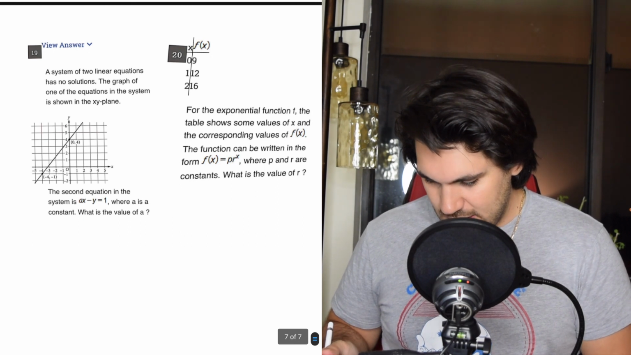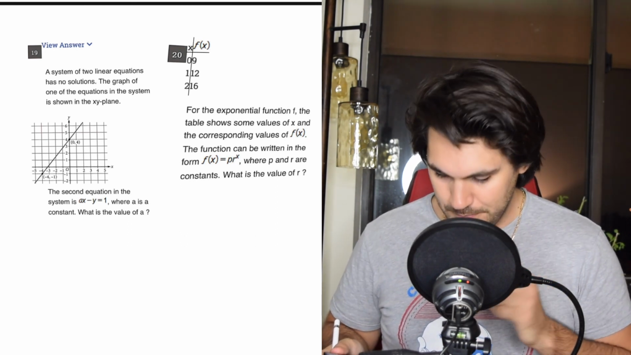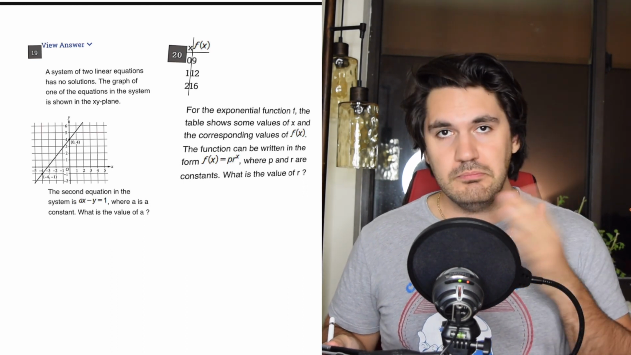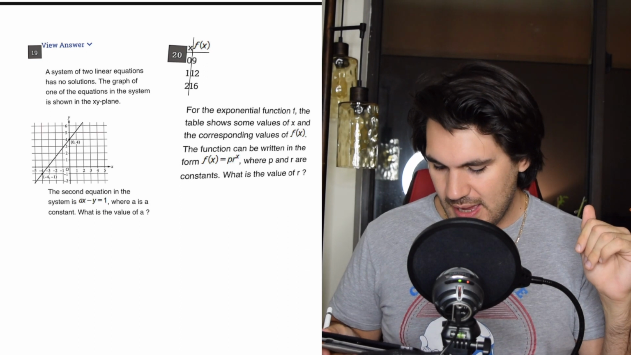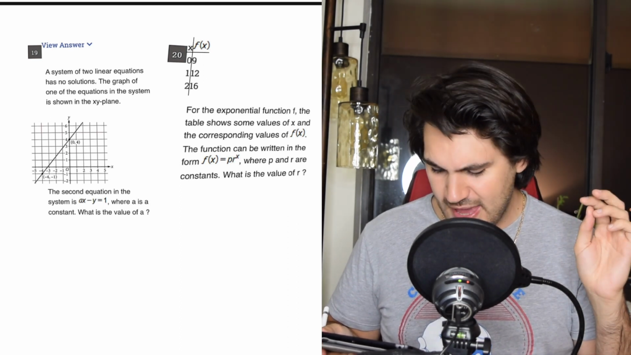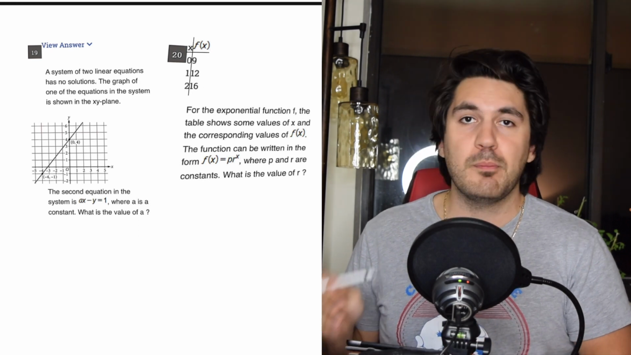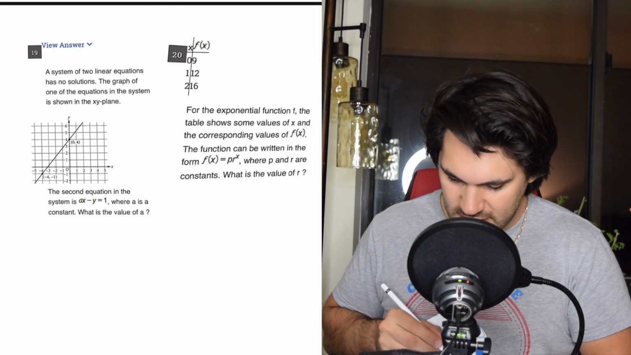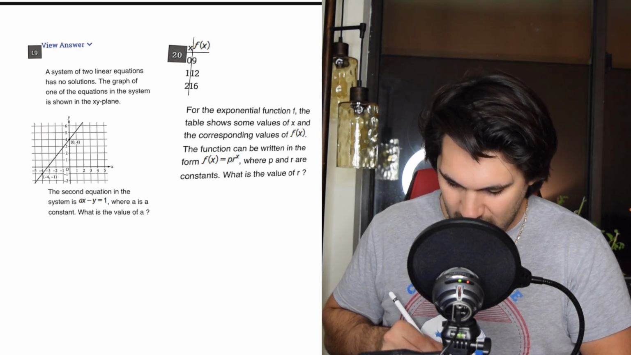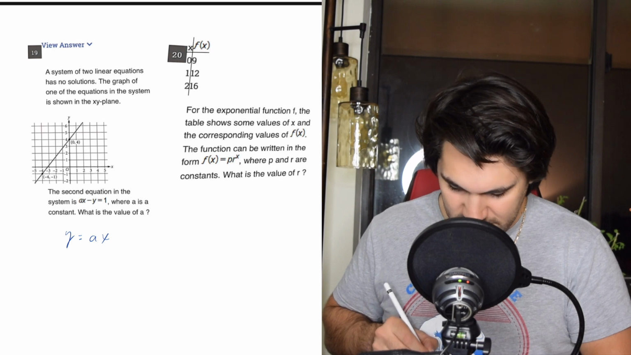Number 19. A system of two linear equations has no solutions, which means they are parallel. The second equation is ax minus y equals 1. What is the value of a? Okay, so if they're parallel, that means that the slopes are the same. So I'm going to rewrite the second equation they gave us as y equals ax minus 1.